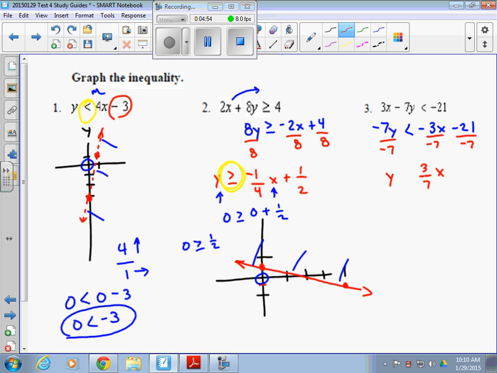And then negative 21 divided by negative 7, again, a negative divided by negative is a positive 3. We had to divide by a negative number in that case, unlike number 2 where we divided by positive 8. Therefore, we will reverse less than and make it say greater than. Y is greater than 3/7 x plus 3. Graph that by going through positive 3. We're going to have to make this fit 7 times over.